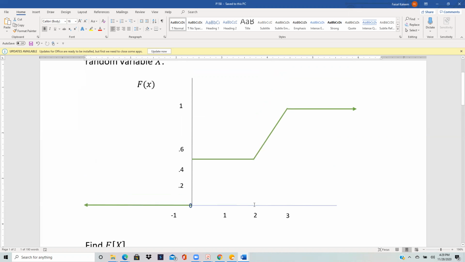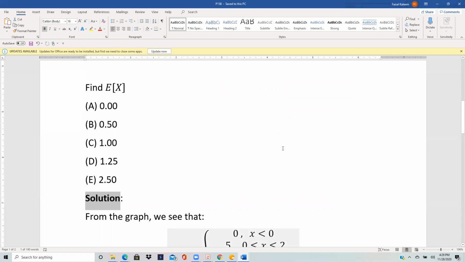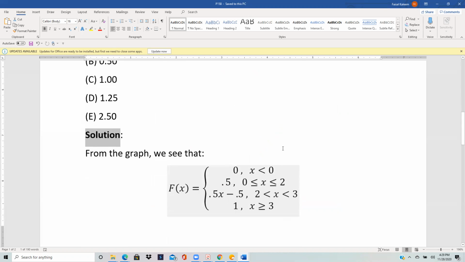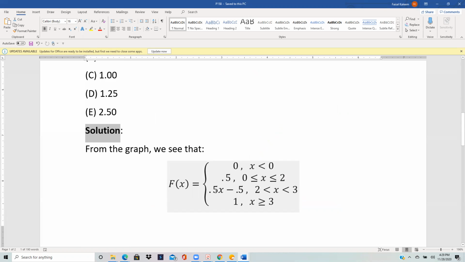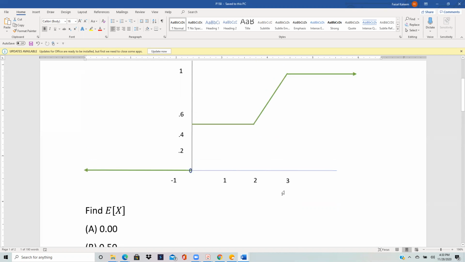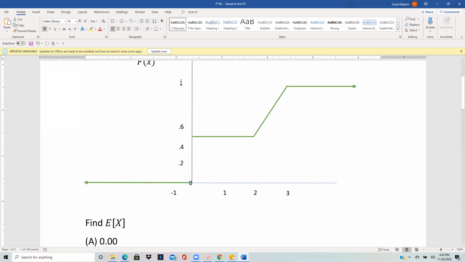And then when x is between 2 and 3, the CDF is this straight line. We can find the equation of this line by noting that it's going through the point (2, 0.5) and the point (3, 1). Once you do your pre-calculus, the equation for that would be 0.5x minus 0.5, and that was when x is between 2 and 3. And when x was bigger than or equal to 3, you saw that it was a horizontal line of 1.